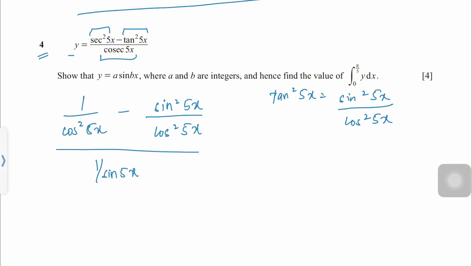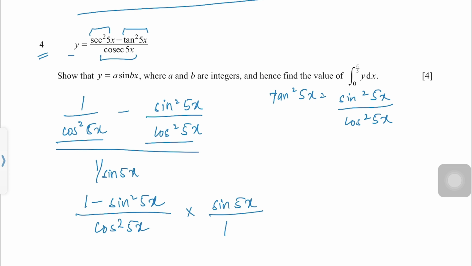Let's simplify this a little bit. These both have a common denominator, so this would be 1 minus sin square 5x over cos square 5x multiplied by sin 5x upon 1. So this would give us our final answer as, and this cos square 5x would be multiplied. Let me just check. I think I made some mistake here.